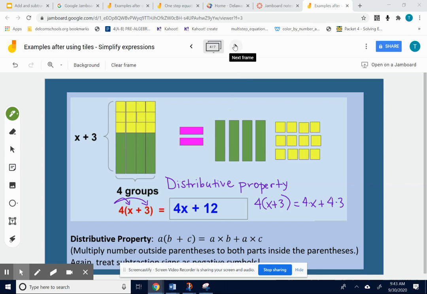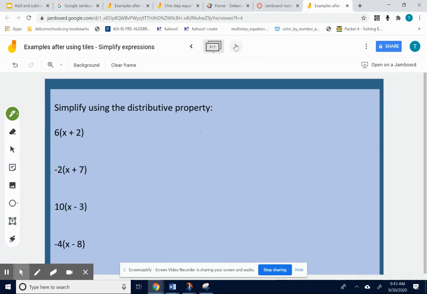Okay, try the next problems on the next slide. Try them one by one, pause the video. Don't just copy. Pause and then see how you do.